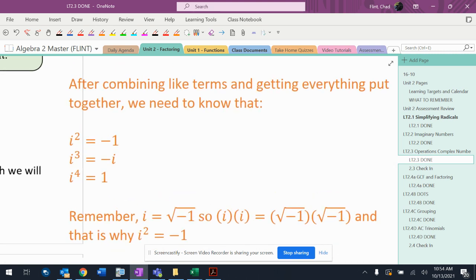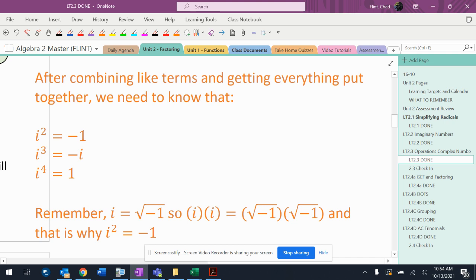This is the part that's a pain with the i's. Because i squared isn't just a variable, it's a number. i is the square root of -1. So that means when we have i to the second and i to the third and i to the fourth, we can actually figure out what those things are, and we can actually use them. So there are these three things to remember right here: i squared is -1, i to the third is negative i, and i to the fourth is 1.